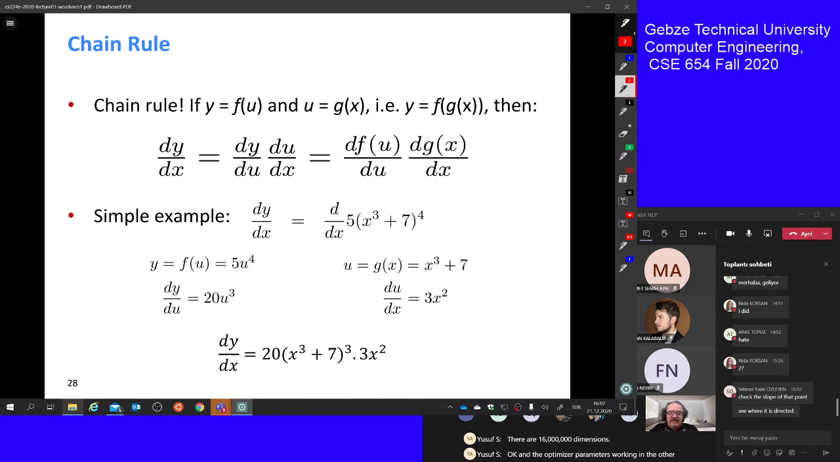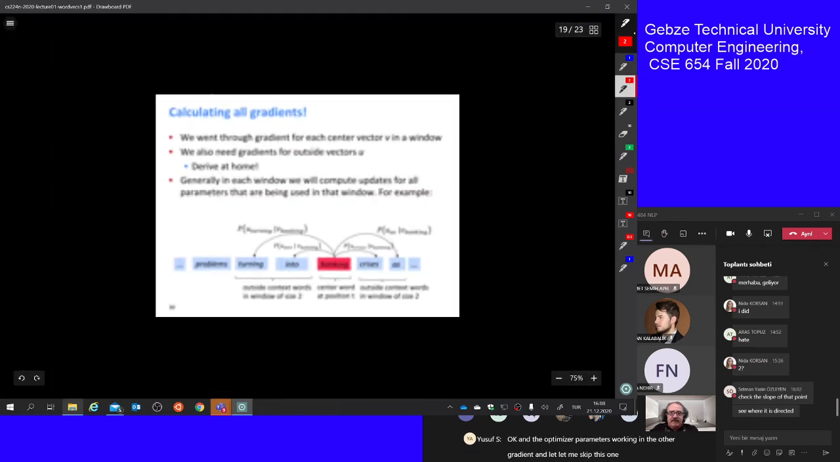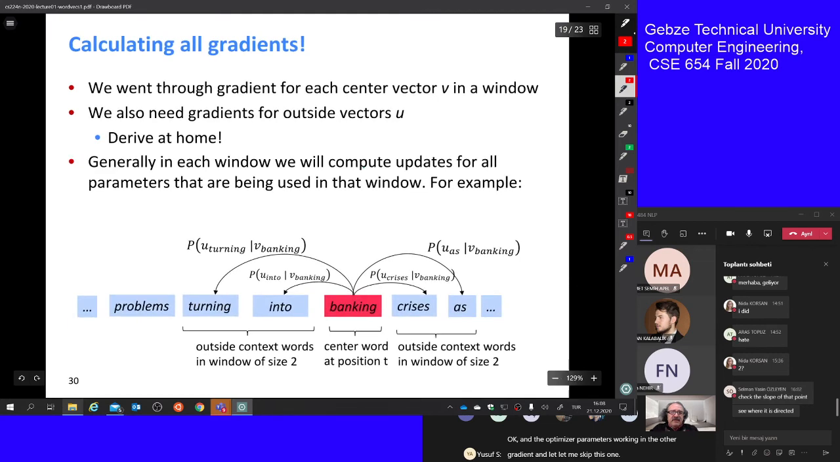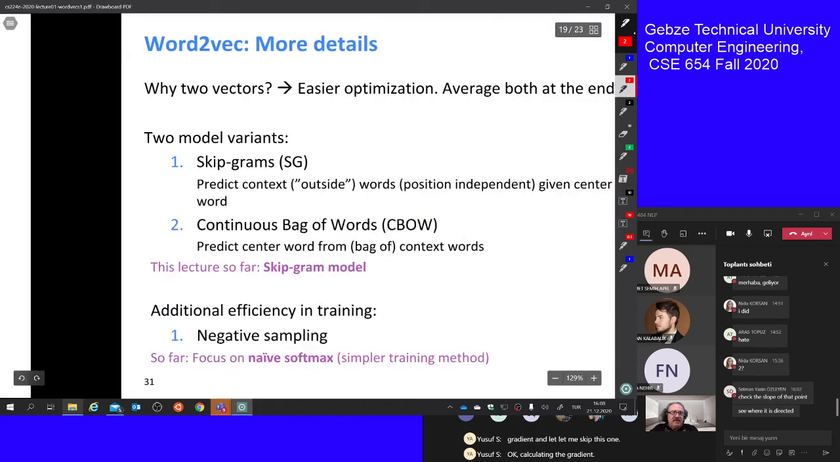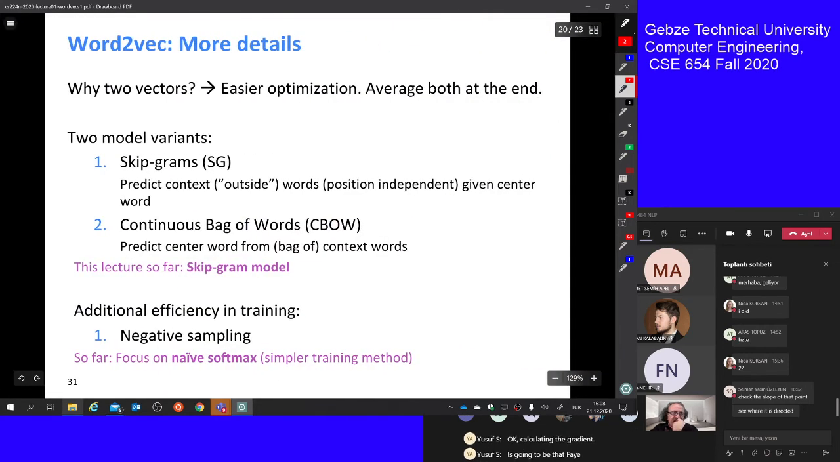And let me skip this one. Calculating the gradient is going to be that way, and that's basically how we do it. Should I go back or no? I'm not going to go back and do that.